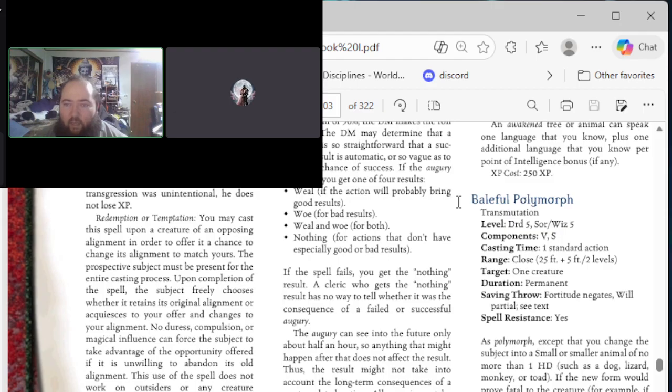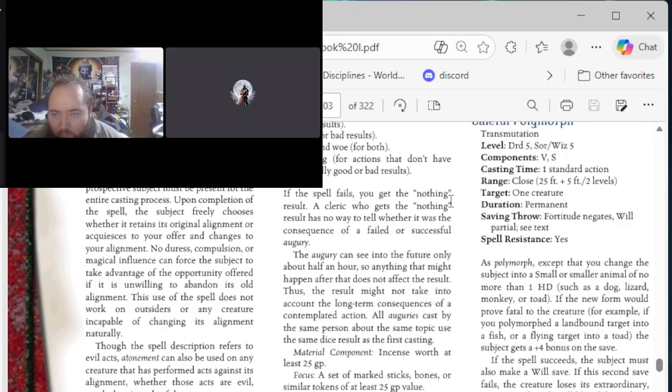Redemption or temptation. You may cast a spell upon a creature of an opposing alignment in order to offer it a chance to change its alignment to match yours. The prospective subject must be present for the entire casting process. Upon completion of the spell, the subject freely chooses whether it retains its original alignment or acquiesces to your offer and changes to your alignment. No duress, compulsion, or magical influence can force the subject to take advantage of the opportunity afforded it if it is unwilling to abandon its old alignment.